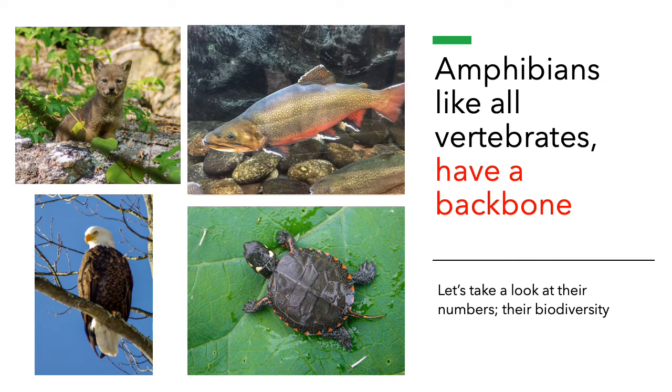Amphibians, like all these other groups, are vertebrates. They have bones, including a backbone, and there's lots of vertebrates in the world, although not as many as there are invertebrates, as we've already looked at, but still, these are the animals that most of us are familiar with. Let's take a look at their numbers, their biological diversity.